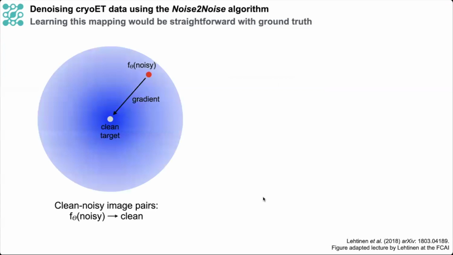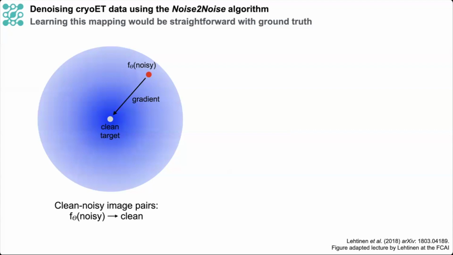Training our neural network to learn this mapping between noisy and clean tomograms would be straightforward if we had access to pairs of noisy and clean measurements, because in that case, we could apply our neural network to the noisy measurements and then compute the loss or residual to their corresponding clean counterparts. And the gradient of this loss function would point us in the direction that we should adjust the 3 million free parameters of our neural network in order to optimize this mapping between noisy and clean.